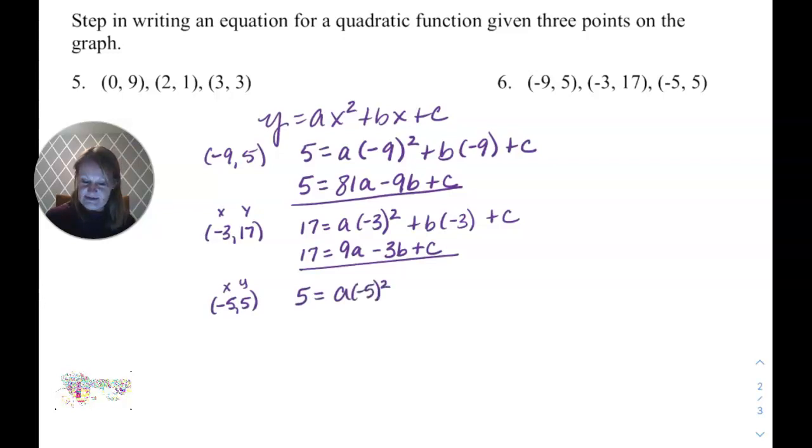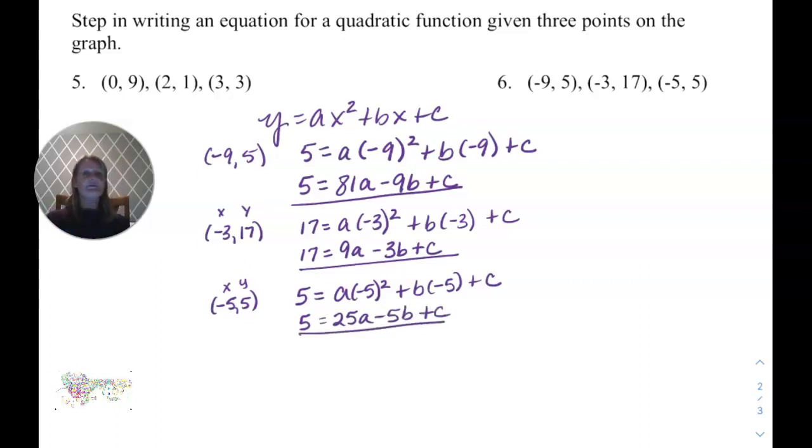Again, it is just a substitution. And don't forget, when you're substituting a negative, put your parentheses. And then simplify. Okay. And so underlined there are my 3 equations.